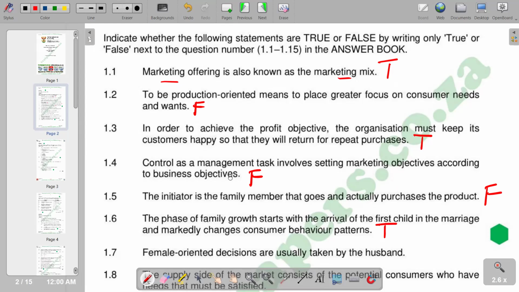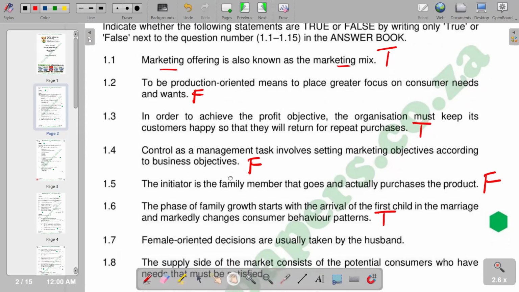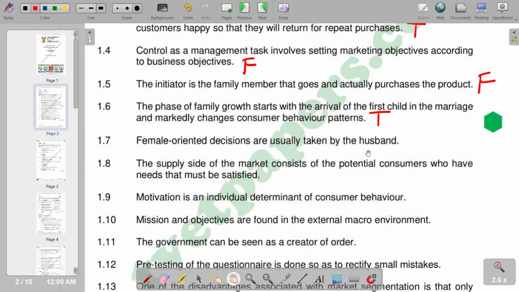Then we go to 1.7. Female-oriented decisions are usually taken by the husband, which is false. Since we are saying female oriented, they cannot be taken by the husband. So we go to 1.8.